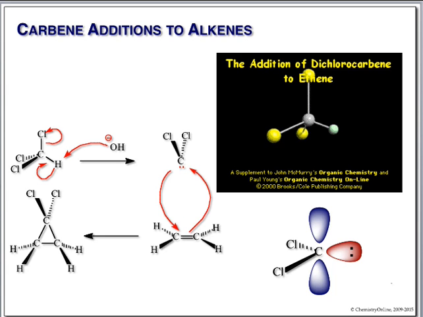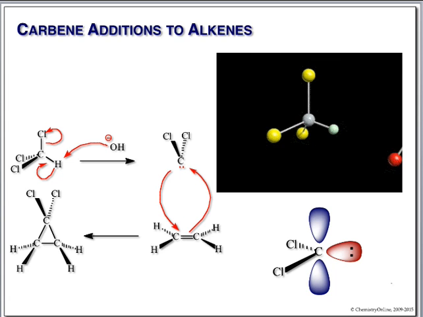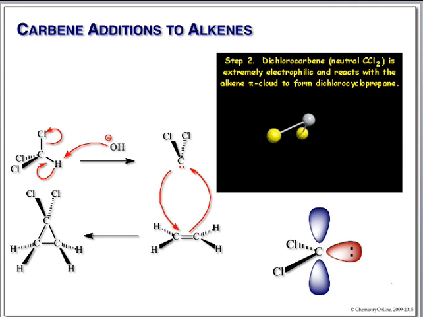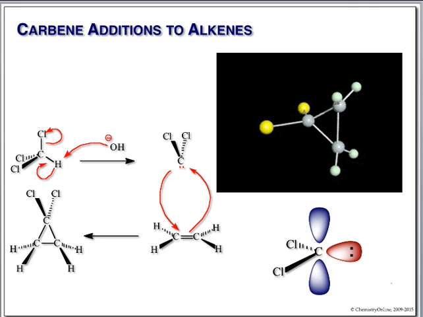And here's what it looks like. Let's watch this. Starting off with chloroform, our base is going to come in along the hydrogen and the chlorine leaves. This is dichlorocarbene. Next, we're going to bring in our alkene, and in one magical transition state, it just simply bonds. Any questions?